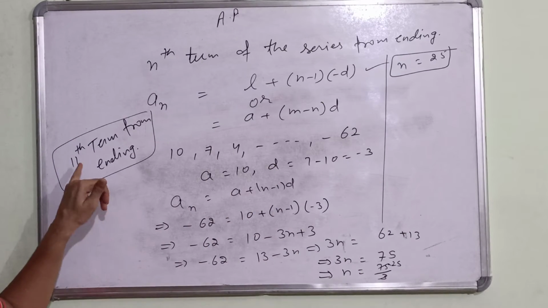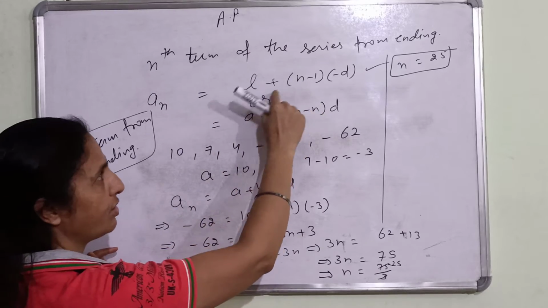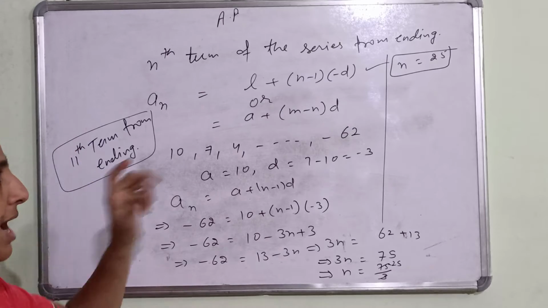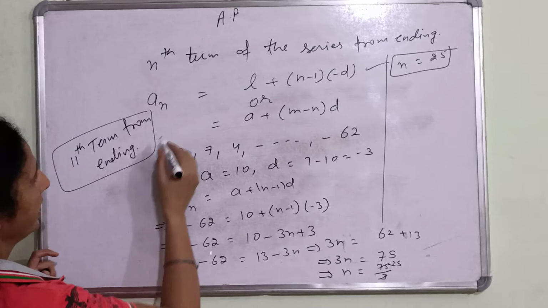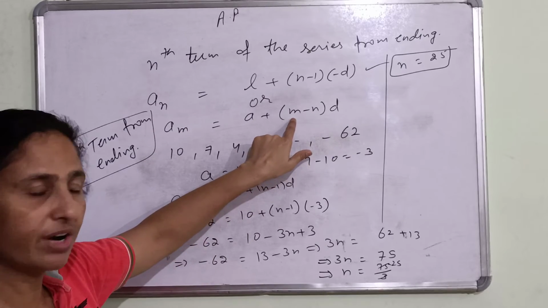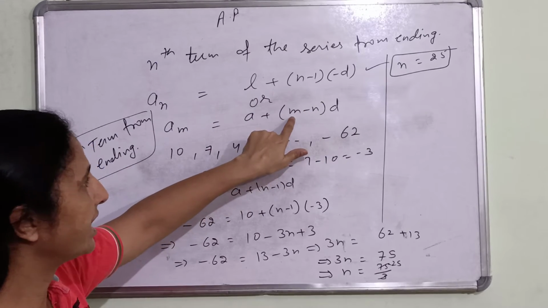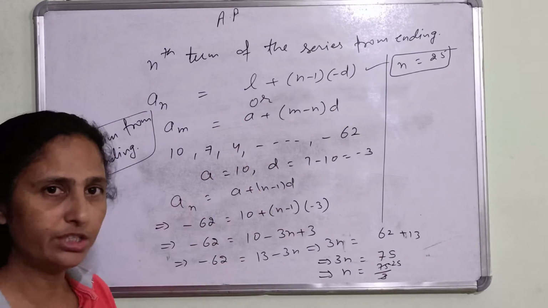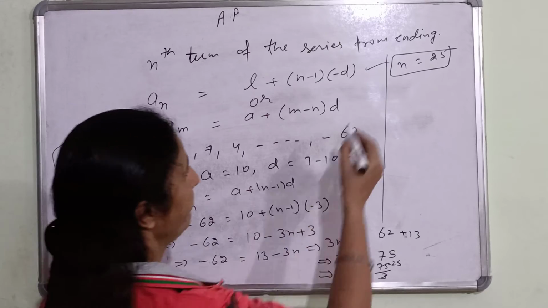Now we have to find the 11th term from the ending. You know these two formulas are there; you can use either one. Now what is m here? m is 25, the number of terms, because it is am we can write, and n is 11. Otherwise you can use the other formula. So I'll use both formulas to find the 11th term from ending. So let's see.